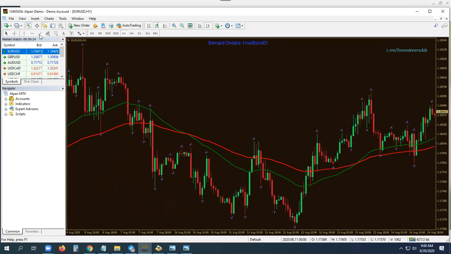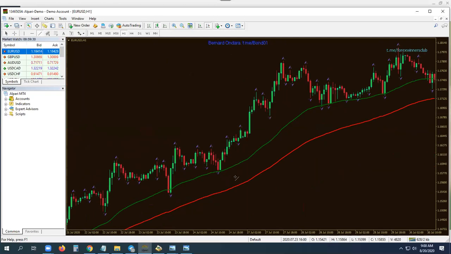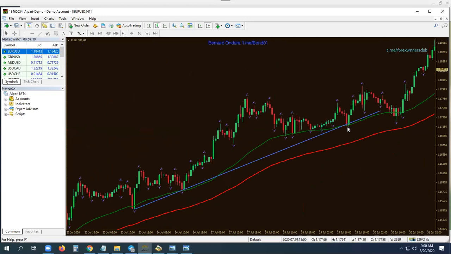So if I see, for example, in an uptrend, let me see a good uptrend. I see this a fractal and this a fractal. I can connect those two and I wait for the market to come back. Sure enough, the market came back to the same level, gave me a piercing line, and I can buy.